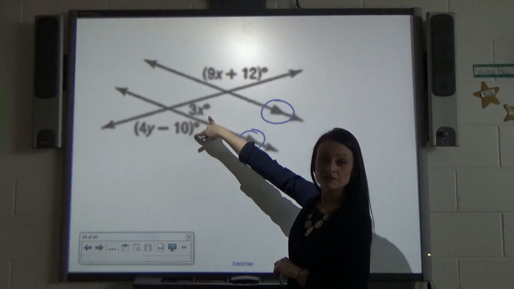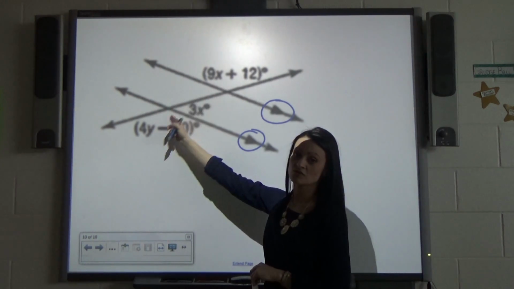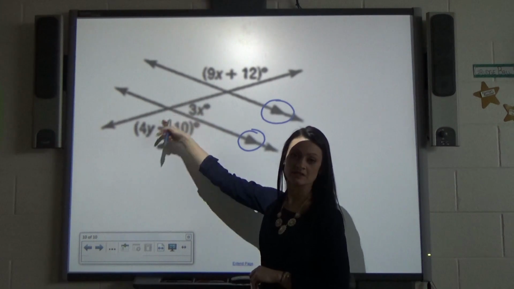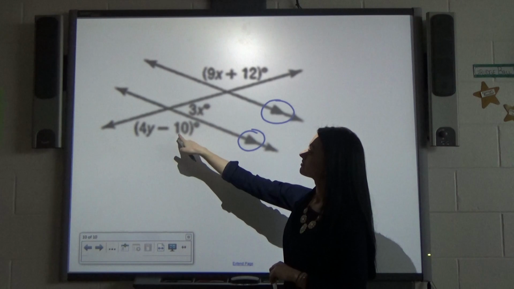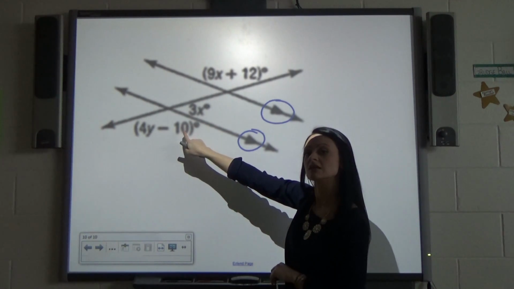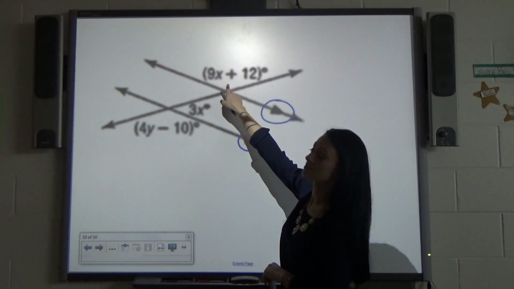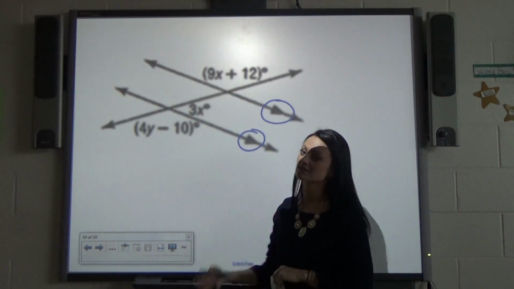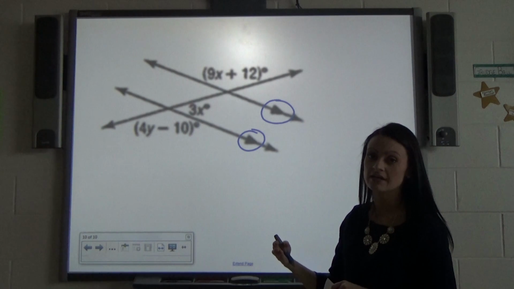These two, based on what we talked about yesterday, 4y minus 10 and 3x, these create a linear pair. So I know that these two are supplementary. They add up to 180 degrees. 4y minus 10 is the alternate exterior angle that relates to 9x plus 12. But again, that doesn't relate x's together. That related x and y.